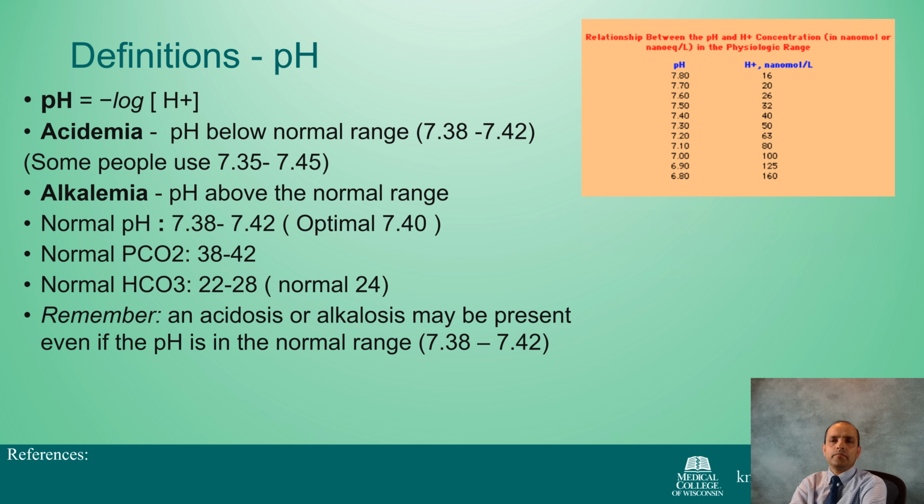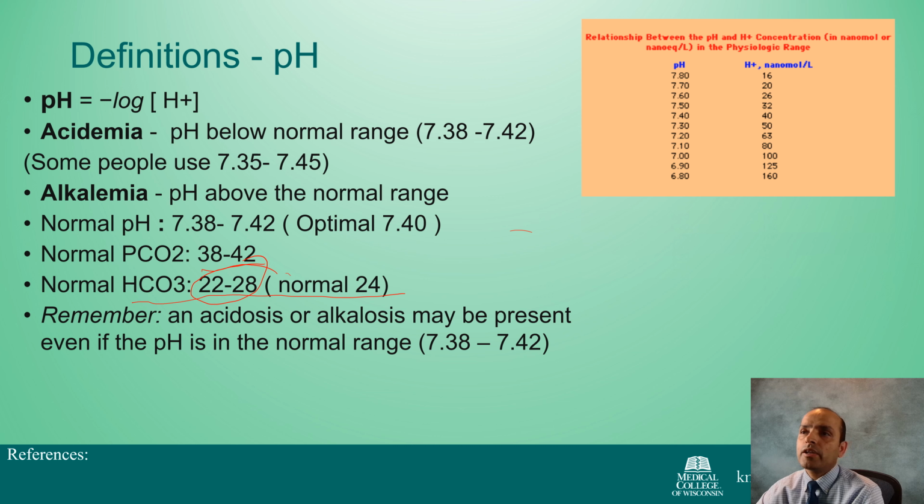Normal carbon dioxide, PCO2, is around 40. And if you look at the range, you can see over here the range extending from 38 to 42. So 38 to 42 is carbon dioxide. And then bicarbonate normal number is 24. And if you look at the range, it's 22 to 28. And remember, an acidosis or alkalosis may be present even if the pH is in normal range.